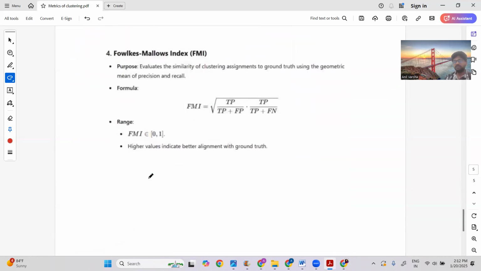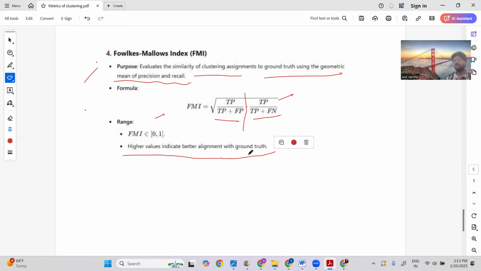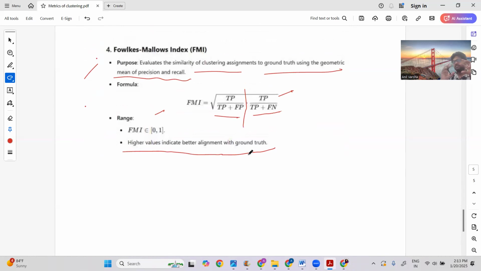Finally, we also have something called the Fowlkes-Mallows index, FMI. Again, it evaluates the similarity of clustering assignments to the ground truth using the geometric mean of precision and recall. FMI is equal to the square root of true positive divided by true positive plus false positive, times true positive divided by true positive plus false negative. Higher values indicate better alignment with the ground truth, and that all the clusters have been rightly identified. These are the performance metrics for the clustering methods.